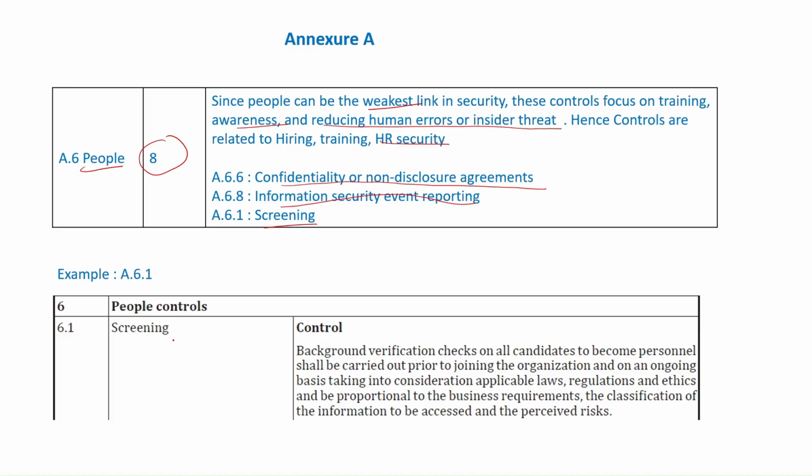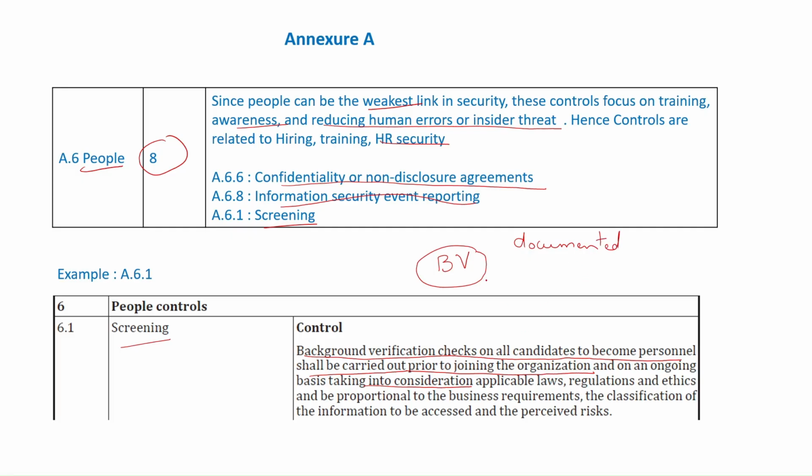Let us understand what the screening control is about. It says background verification checks on all candidates to become personnel shall be carried out prior to joining the organization, which means for any person joining your organization, you make sure that a background verification is carried out prior to joining. And it should be on an ongoing basis. That means for every person who joins your organization, you should make sure that a background verification is done and those artifacts are documented for the auditor's review.